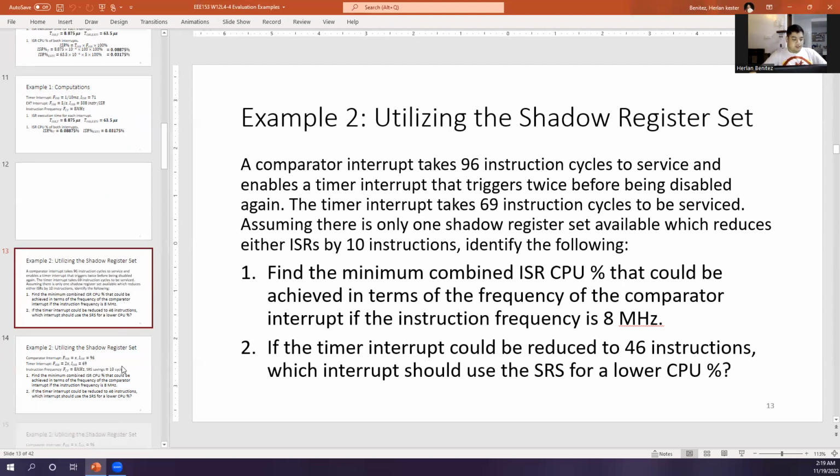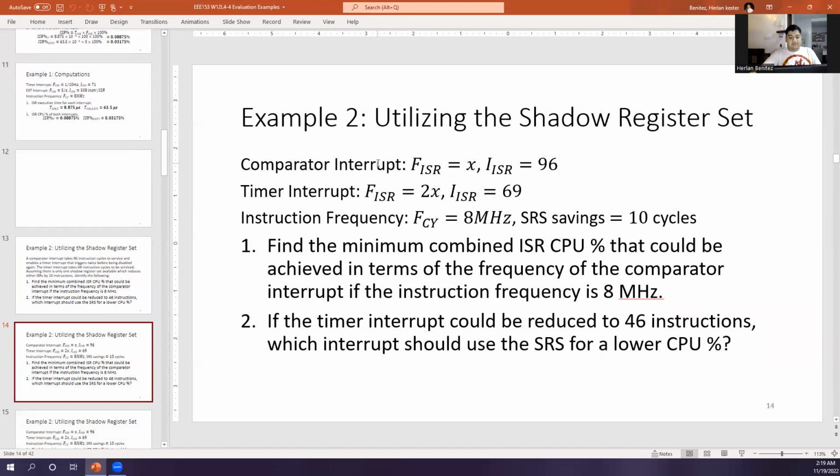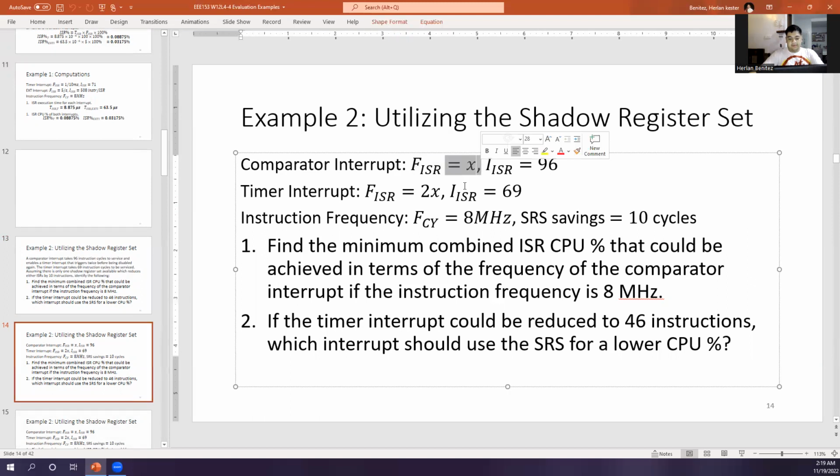So let's strip this down to what is really given. The frequency of the comparator interrupt is not given, but we can put it as a variable, x. The number of instructions for the comparator interrupt service routine is 96. For the timer interrupt, since the timer triggers twice for every time the comparator triggers once, its frequency is 2 times x. The number of instructions is 69. Then our instruction frequency is 8 megahertz. And our savings from using the shadow register set is 10 cycles.